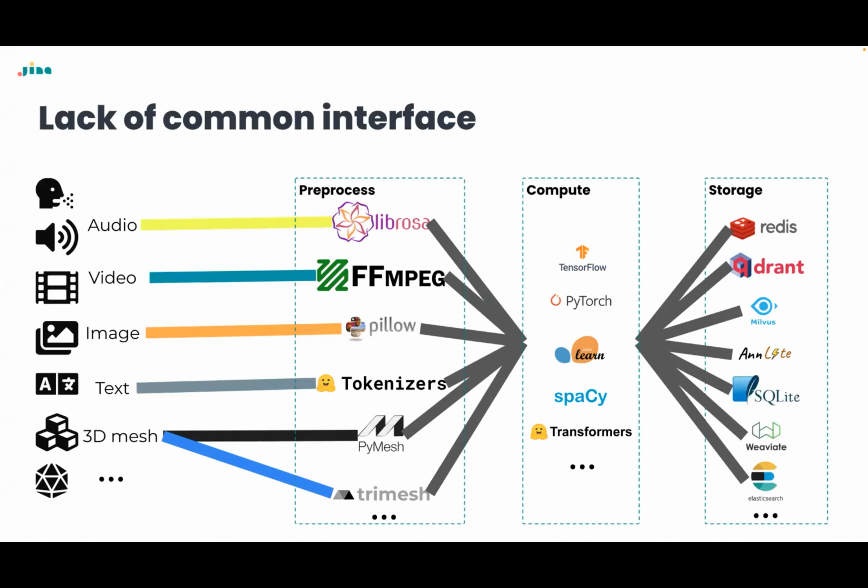So if we look at all the existing popular packages, the audio, video, image, text, 3D mesh, each one of them has its own format. And it's very hard to glue these formats together in one data structure. And of course, you have different packages and libraries to compute, and then you have different ways to store them in the backend or on the disk.